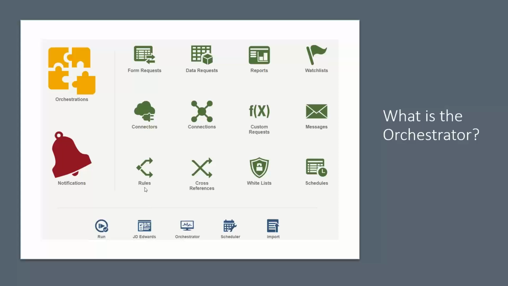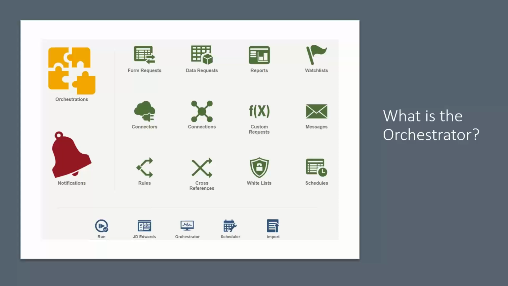Then at the bottom row, we have rules, which allow us to add conditional logic. So think of this as like creating a decision tree within your orchestration. If you want that if-then logic, you can set up rules to do that. And you can have rules nested within rules, and you can get down pretty deep in terms of what you're able to do with those rules.